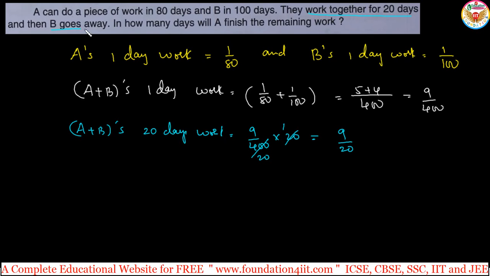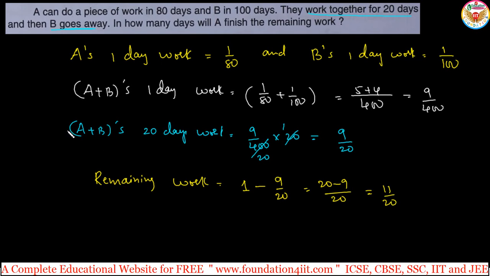Okay, so they work together for 20 days. Then B goes away. In how many days will A finish the remaining work? So first of all you have to find out the remaining work. Total work is always 1, minus A and B together, who in 20 days completed 9 by 20. So 1 minus 9 by 20, that is 20 minus 9 by 20, 11 by 20 is the remaining work.